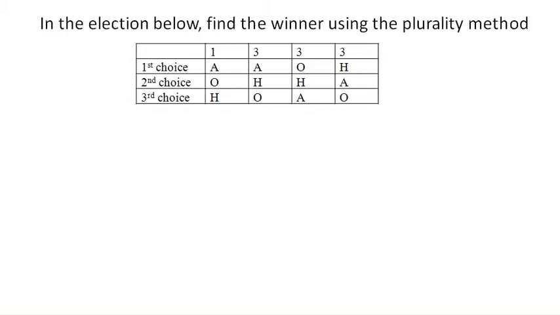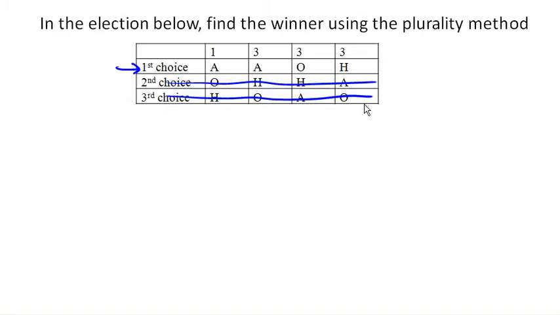So, from our election here, let's find the winner using the plurality method. The plurality method is probably what you're most familiar with. It is the idea that we're only going to look at people's first choice. We're going to ignore everything else, and we're going to look at which candidate got the highest number of first choice votes.